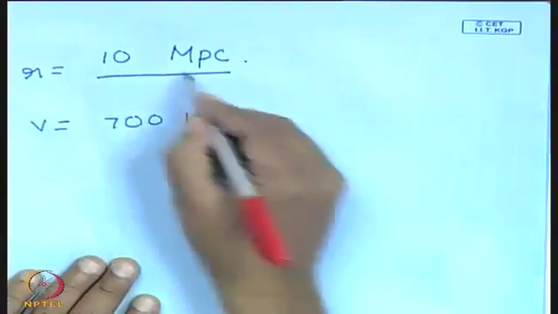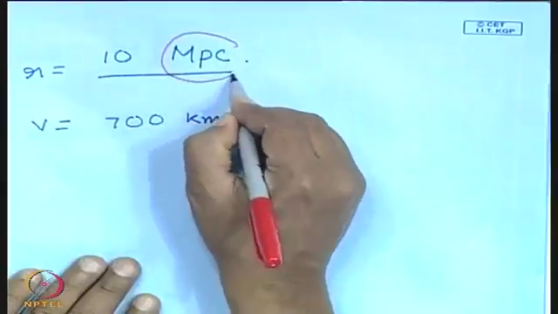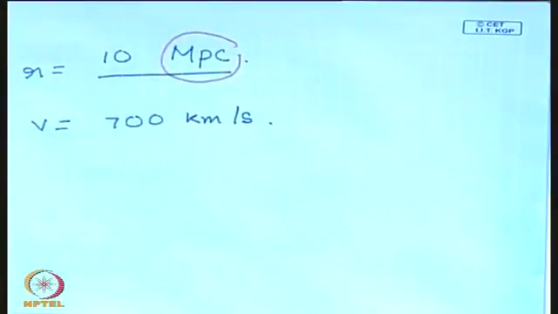A point to note here is that the length scales that we are talking about have changed. When we were talking about the solar system, we were talking in terms of astronomical units. Then we moved on to parsecs for objects around the solar system, and then kiloparsecs for the galaxy. Now we are going into the realm of the entire universe, cosmology, and the unit that we shall be dealing with is the megaparsec, 10 to the power 22 meters. 1 parsec is 10 to the power 16 meters, so 10 to the power 22 meters.